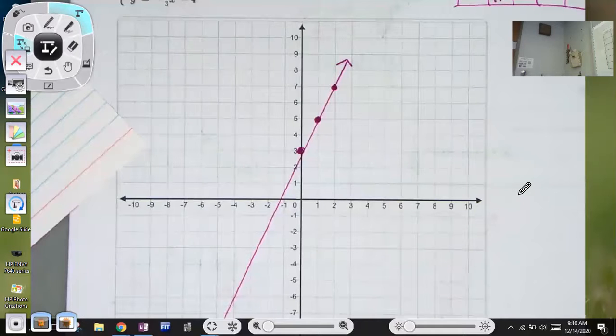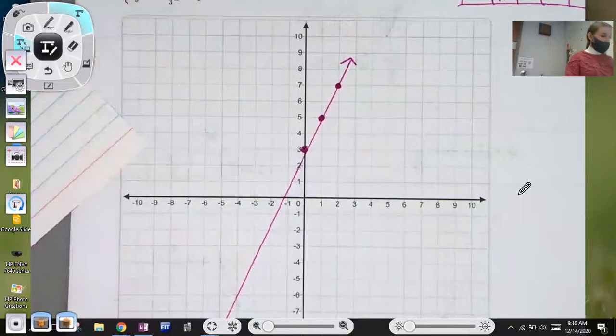So if you go there, you go up to the right one. All right. That's a little off too, because I didn't go straight through my point, but it's okay.